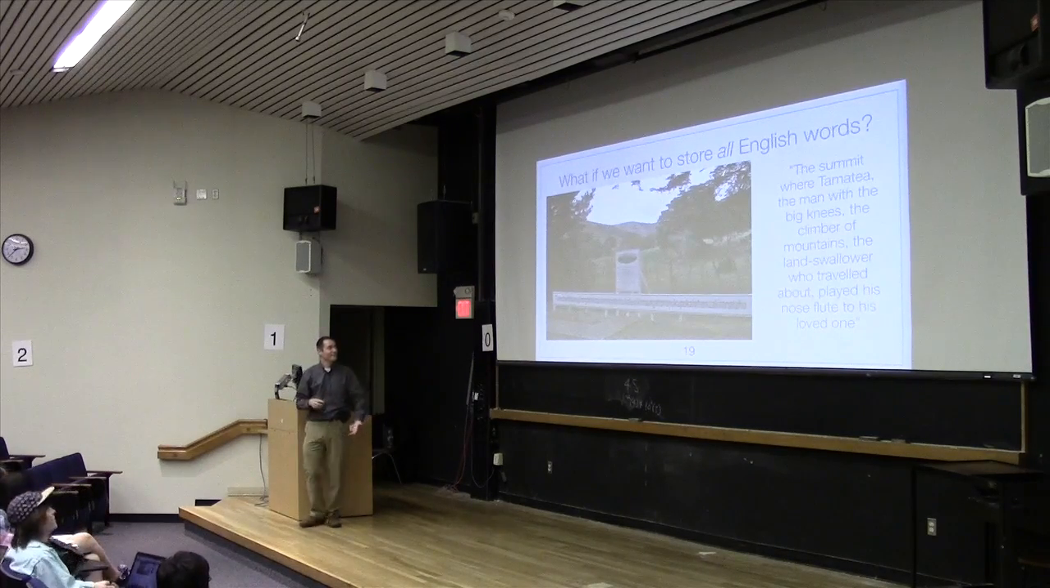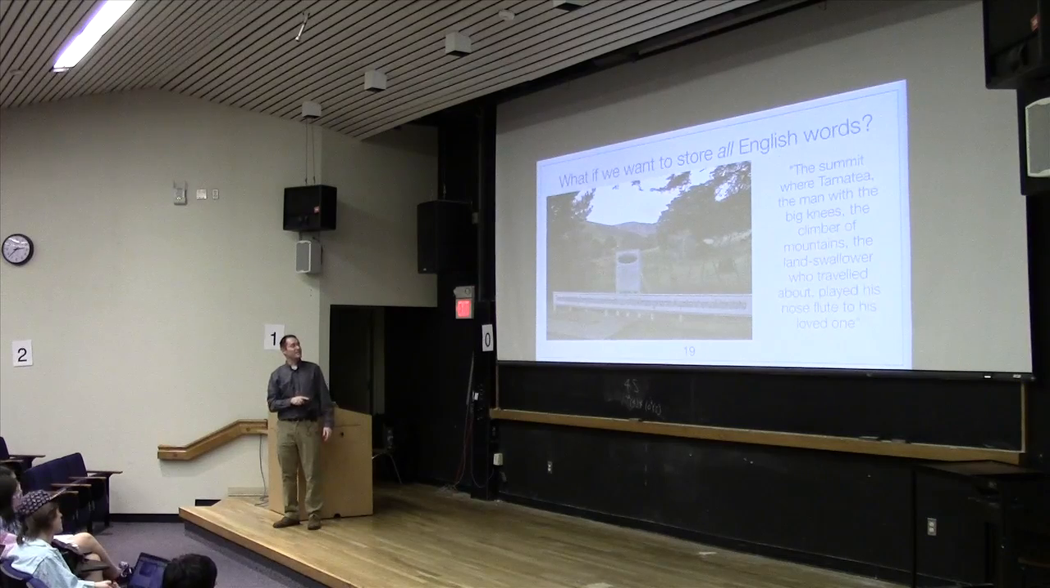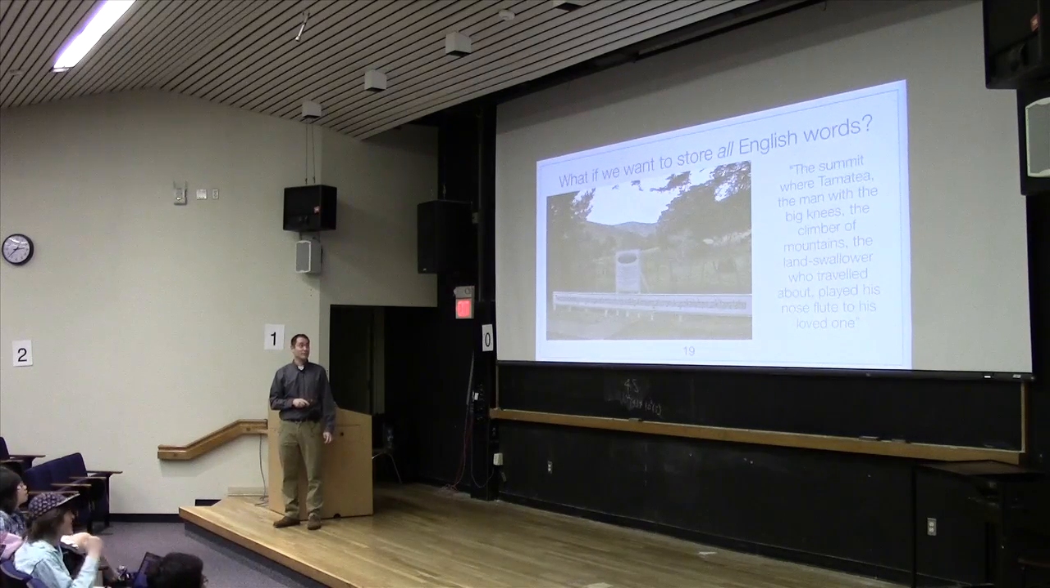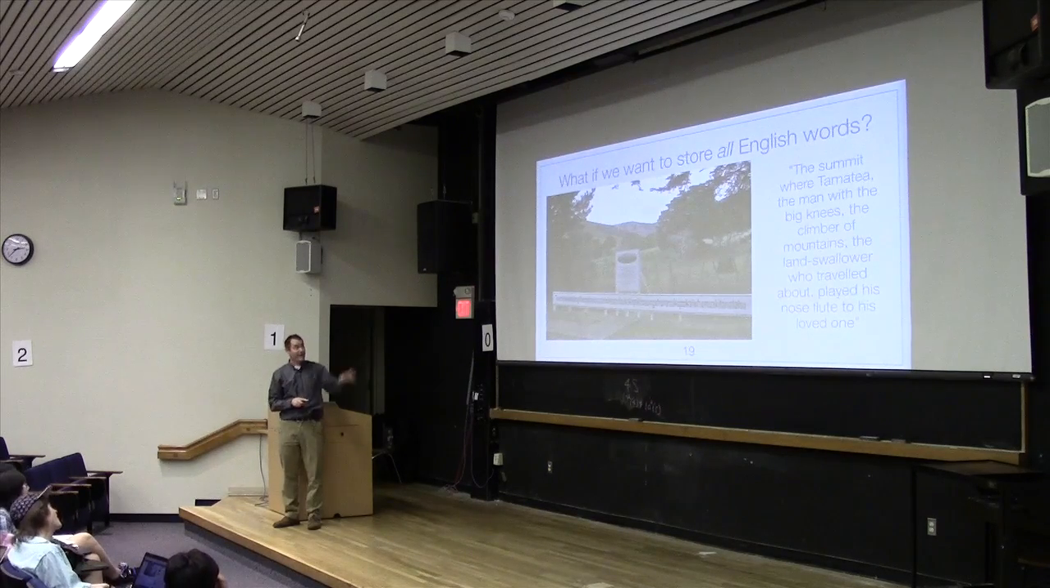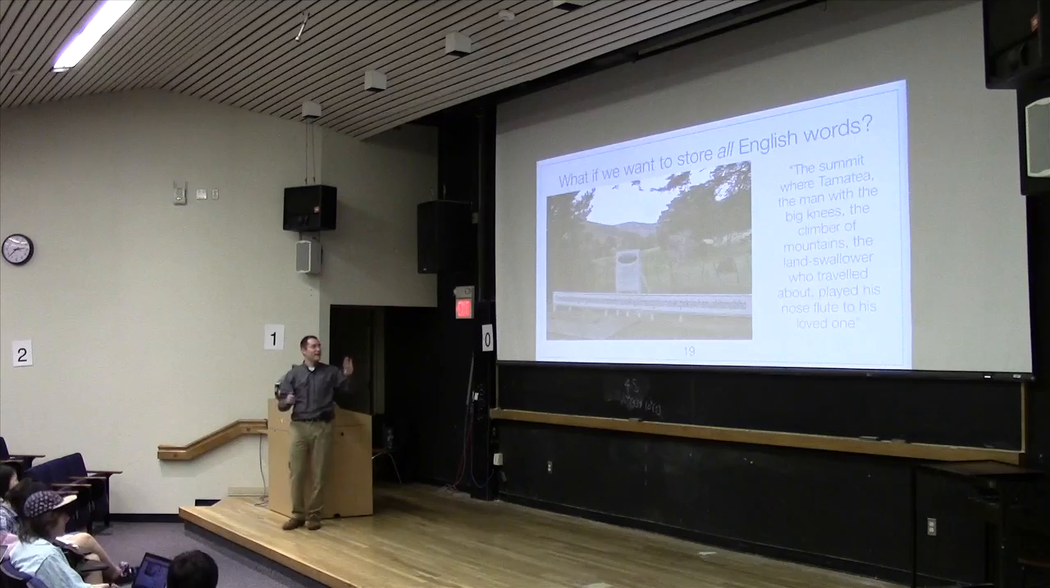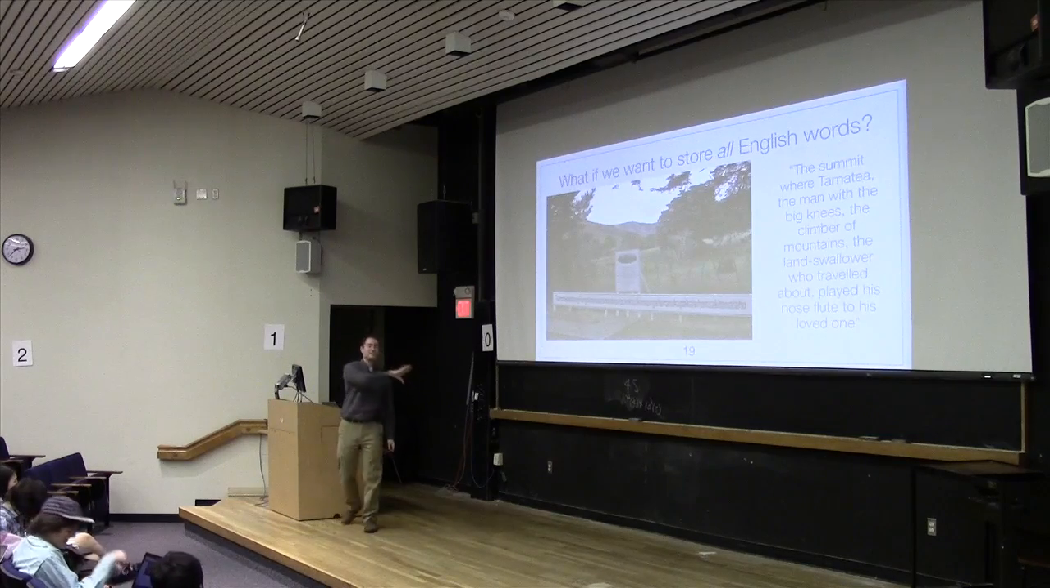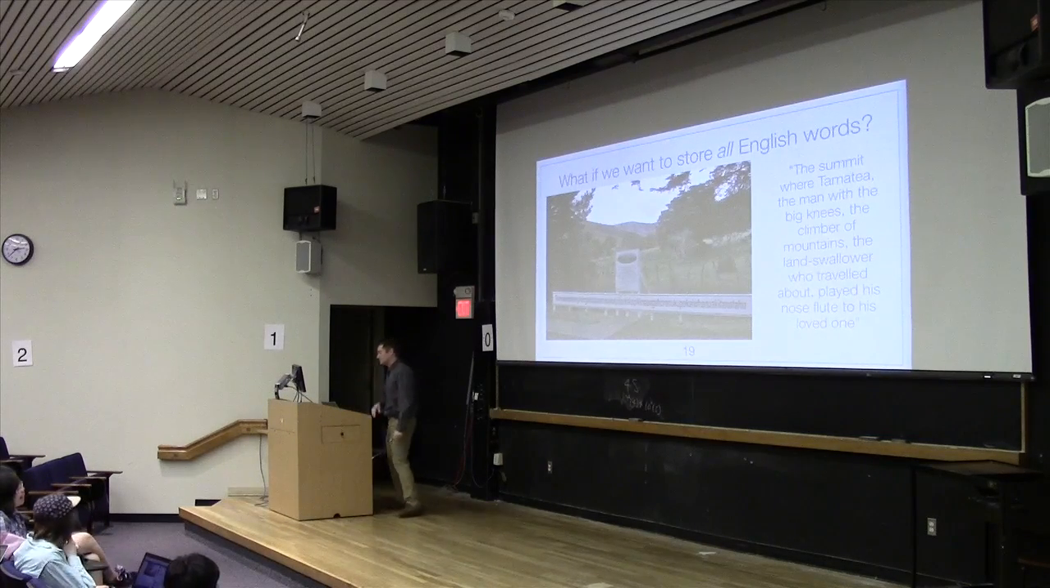I mean, here's what it means. This is what this sign says. The summit where Tamatea, the man with the big knees, the climber of mountains, the land swallower who traveled about, played his nose flute to his loved one. And there is so much wrong with that, right? I don't even know what it means to have big knees. And then the nose flute, I don't even want to go there, right? But anyway, that's what that means if you translate it from the original.